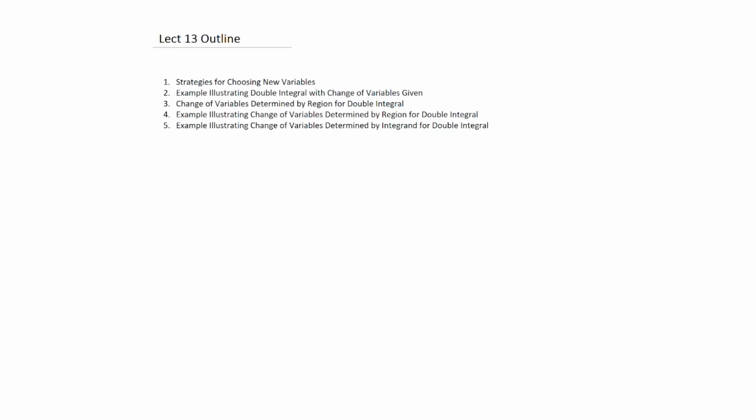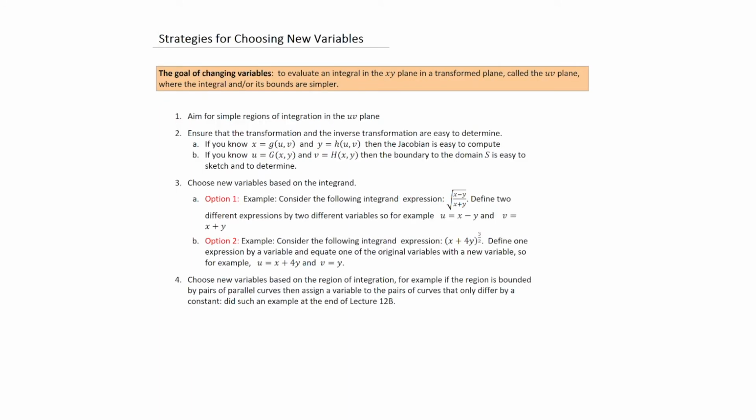All right, so this is a summary of the various strategies that can be used to choose new variables. Well, the goal of changing variables is to evaluate an integral in the xy plane in a transformed plane, which we'll call the UV plane, where the integral and or its bounds are simpler. That's really what we're trying to do, is to make life easier for ourselves.